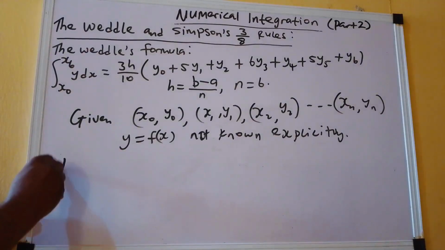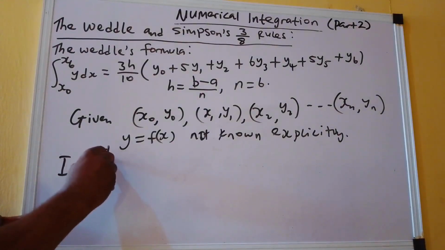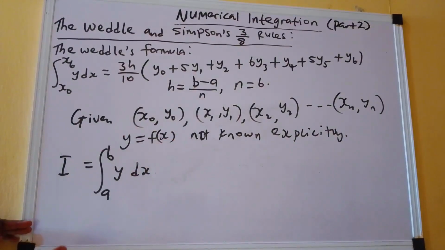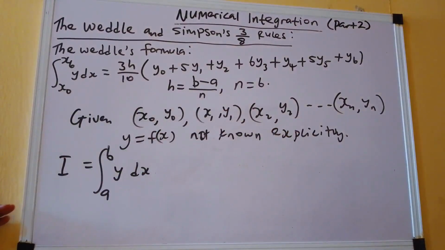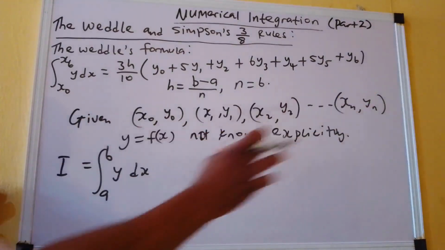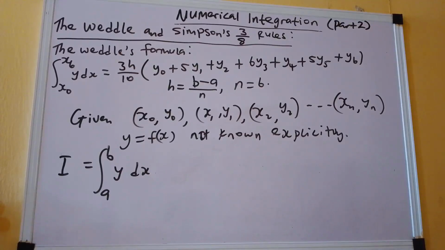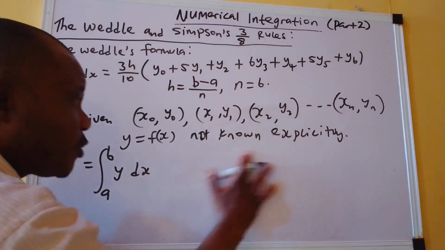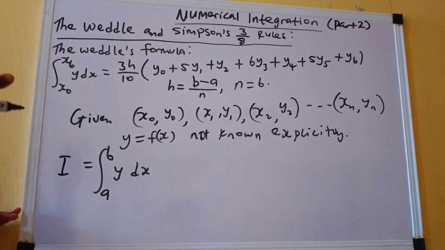The integration is of this form: I equals the integral from a to b of y dx. So y is a function of x, and the data points are gotten from this particular function. There are situations where the data points are known and the function itself is not known. We can still carry out numerical integration, whether the function is known or not, once the data points are given. But when you are carrying out the conventional integration, or using the true method of solution, if the function is not known, integration is not possible.